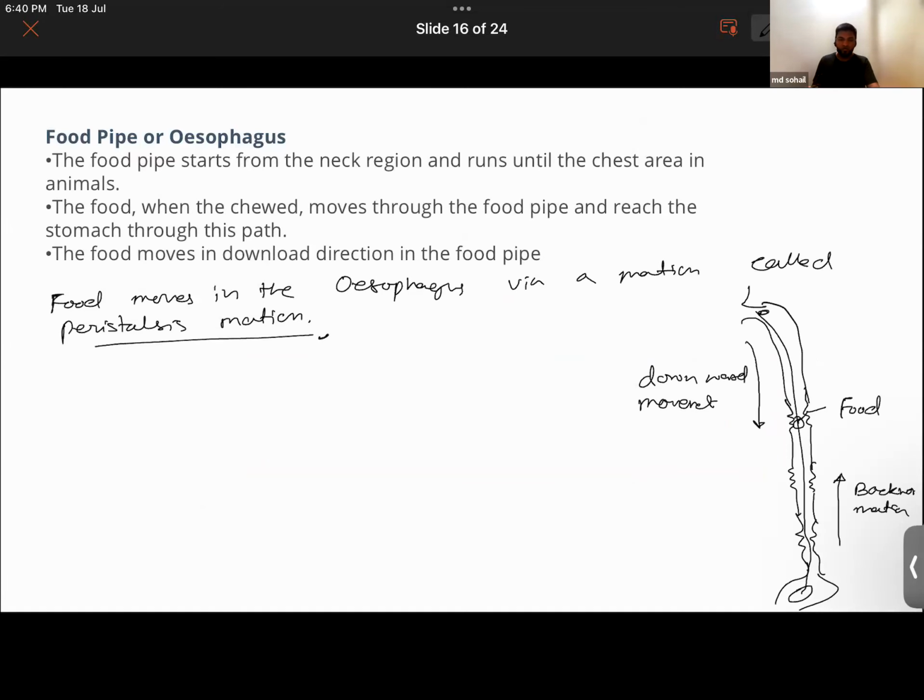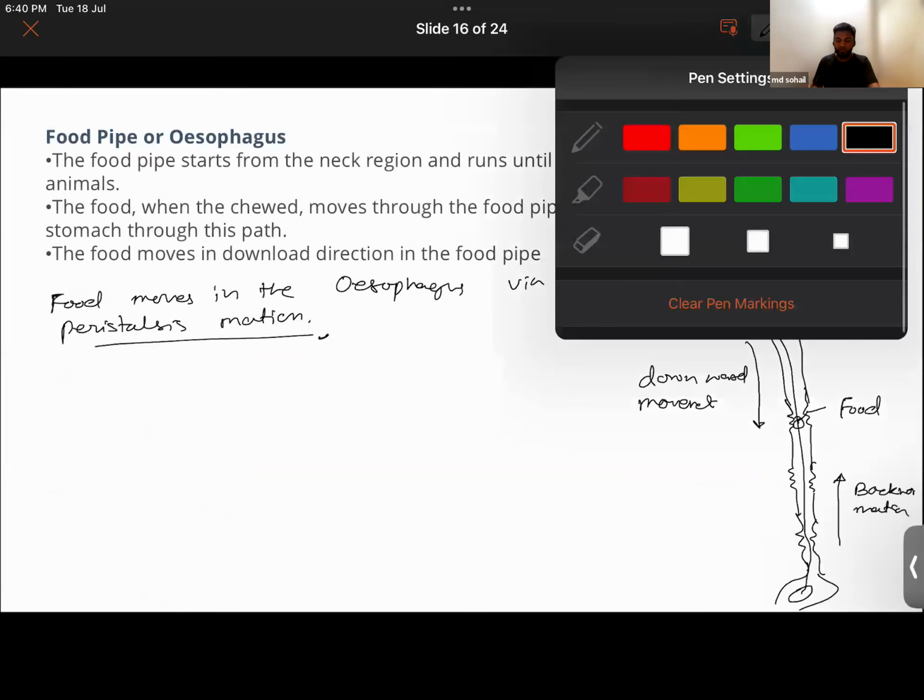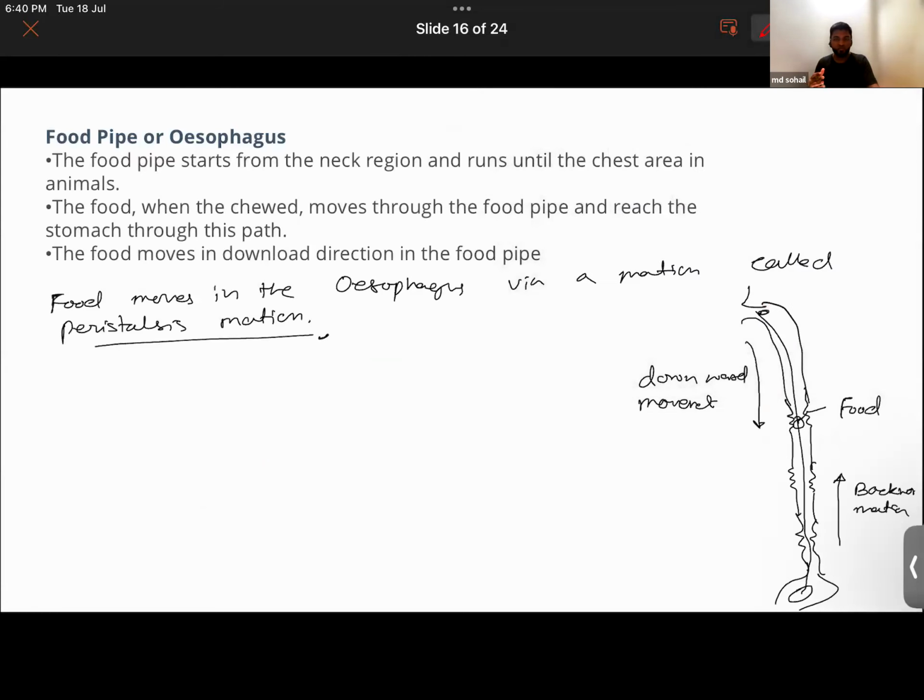Esophagus. Okay. Name a motion which helps in the movement of food in the esophagus. What do we call that type of motion? Yes, guys. Peristalsis. That is called as peristalsis motion. So food moves in the stomach via this motion.